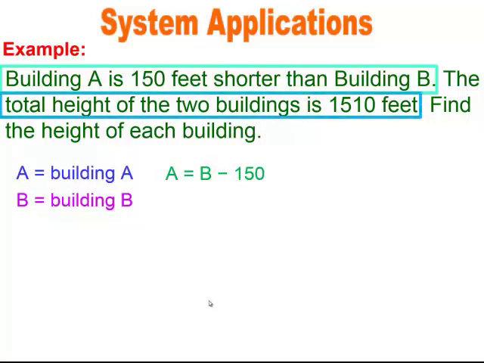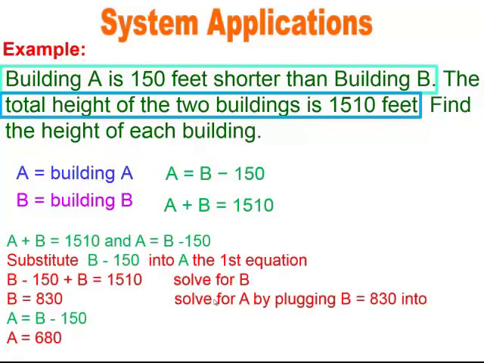Now my second equation will be based on the total height of the two buildings. And because the two buildings add up to 1,510, I'm simply going to have A plus B equaling 1,510 feet. So when we're talking about writing equations, it's important to be able to read the words and interpret it mathematically. Now we can solve it any way you want, and because A is already solved for itself, I would use the substitution method here and solve.